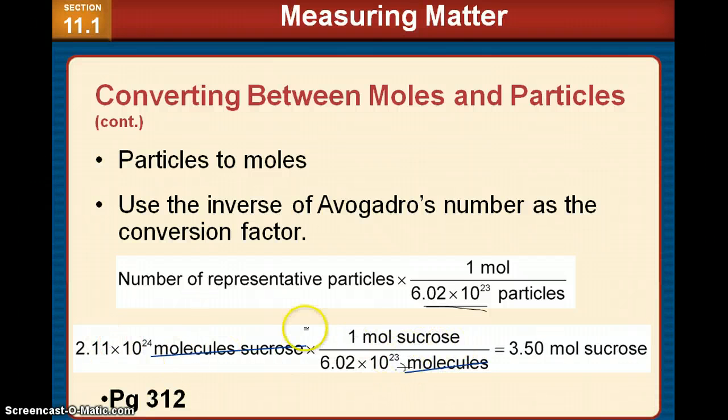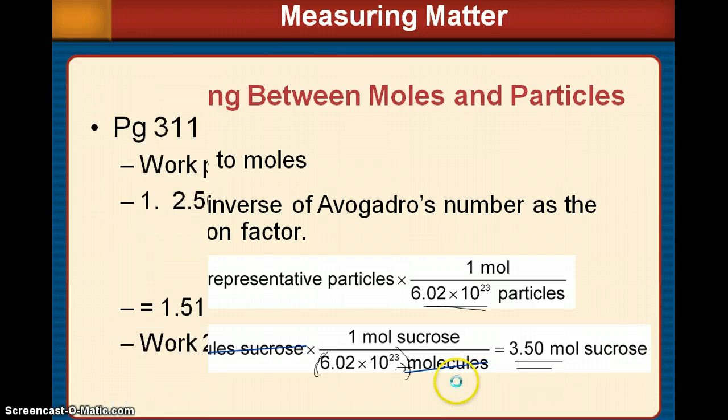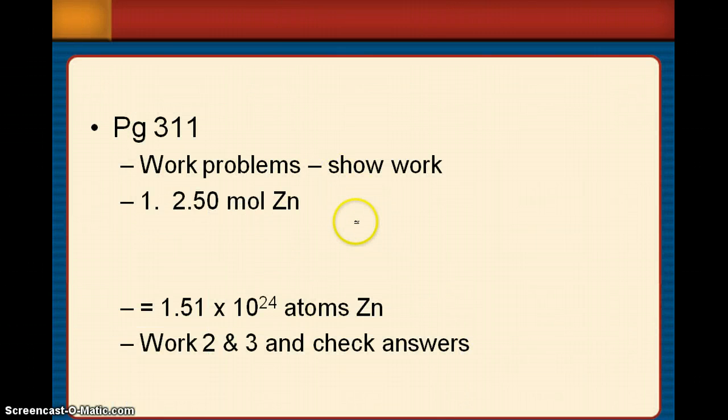Now, one thing that you need to remember is when I'm dividing, I have to use parentheses. Otherwise you will end up getting a number that's like 10 to the 47th or something. It won't come out right. You must use parentheses. So again, test out the calculator, try it out, and you need to end up with this answer, 3.50 moles.